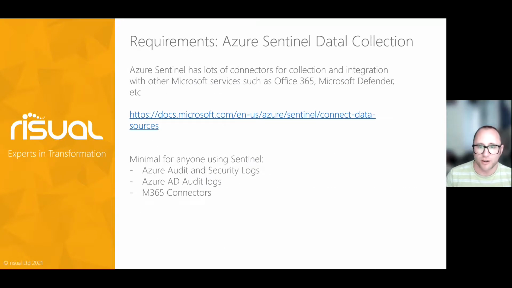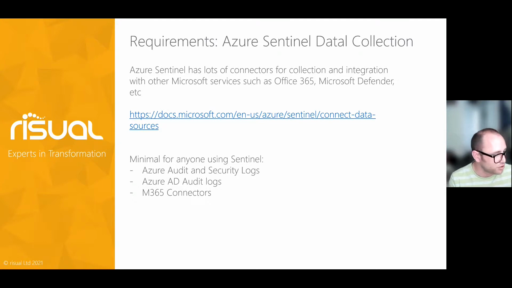So once you've actually decided you're going to go with Sentinel, the first thing you need to look at is data connectors. There are some obvious ones which I would recommend anybody that installs Sentinel enables out the box. So Azure audit logs and security logs, you can capture those just simply by attaching your subscriptions to your log analytics workspace. Similarly with Azure AD audit logs, there is a connector for that which you can enable out the box, and Microsoft 365 or Office 365 again is available out the box, fairly simple to enable.